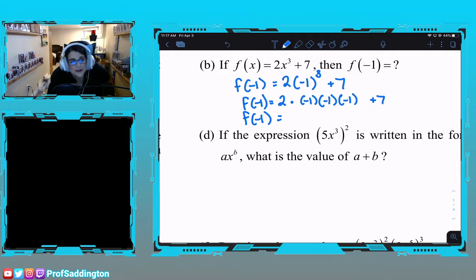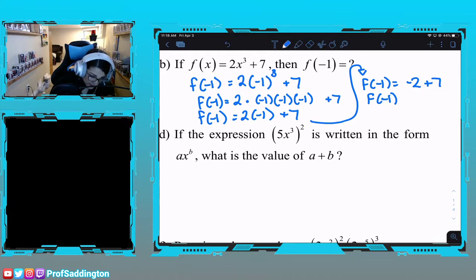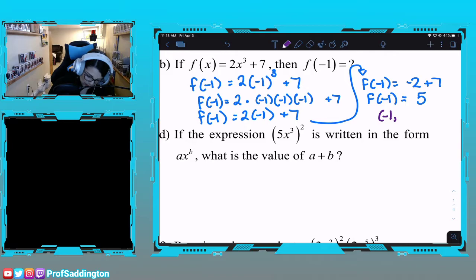And negative 1 times negative 1 is positive 1, but then we're multiplying by another negative 1. So we really have 2 times negative 1 plus 7. I'm just going to scooch this up here. So then we have f of negative 1 is negative 2 plus 7. So therefore, we are left with a value of f of negative 1 equals 5. And as we've shown in previous units, this really is like an xy point of negative 1, 5.